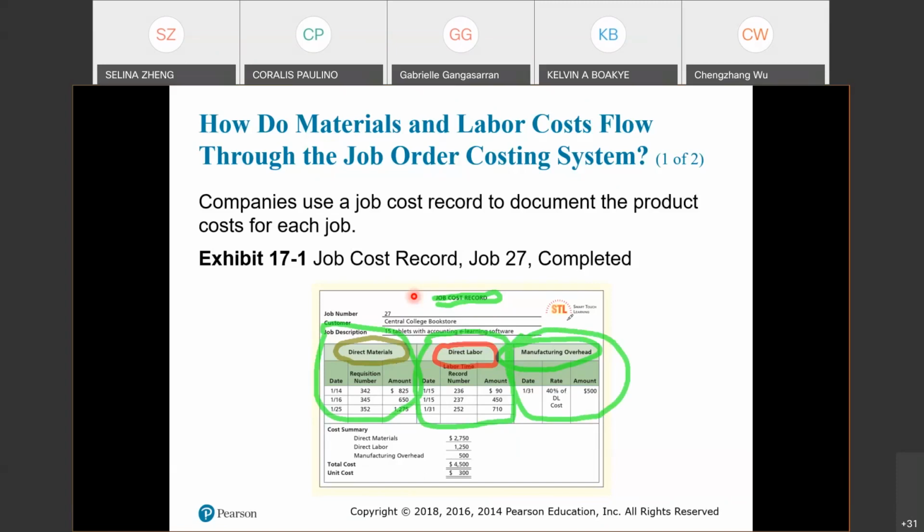So in this chapter, for this specific company, we will focus on only one job, that is job 27. We focus on job 27 within this company to see how these three parts of cost accumulated on the job cost record sheet.